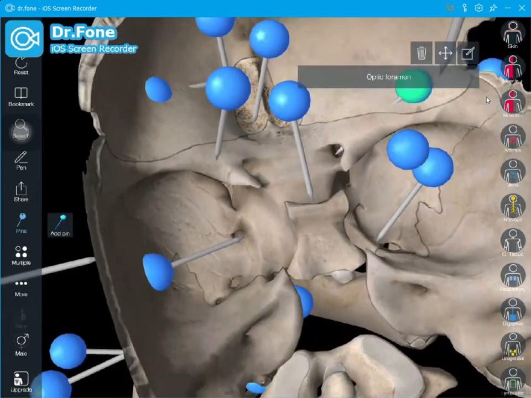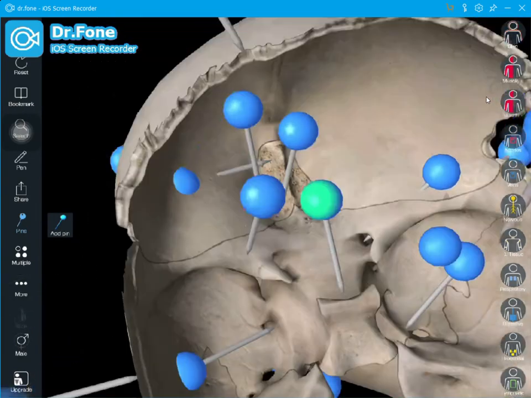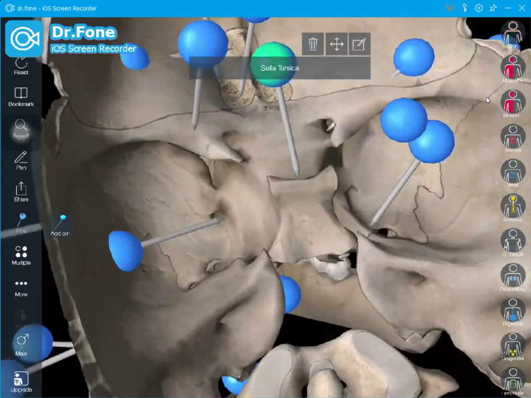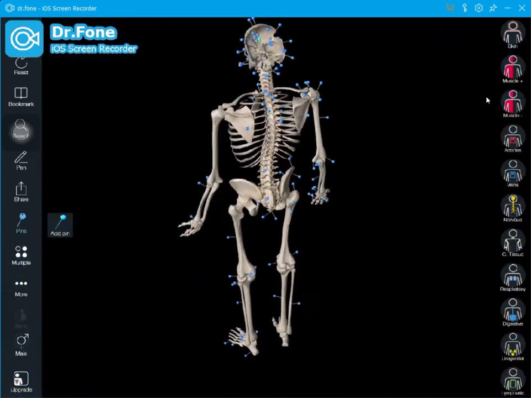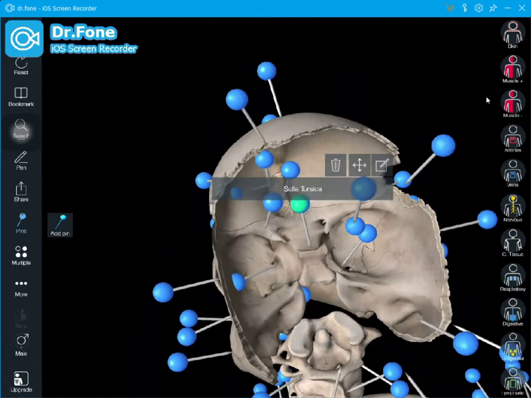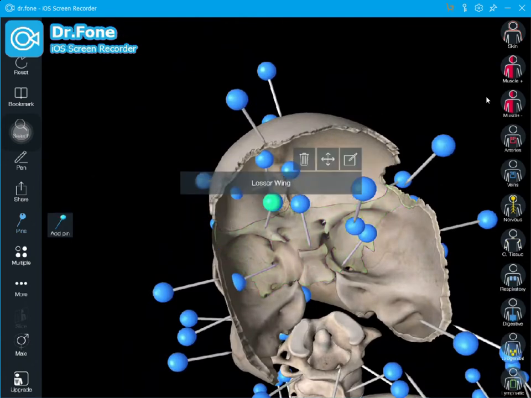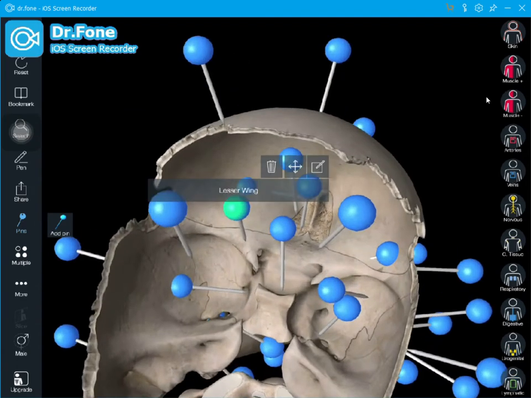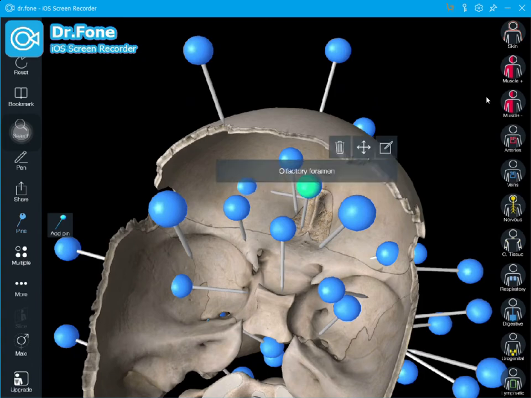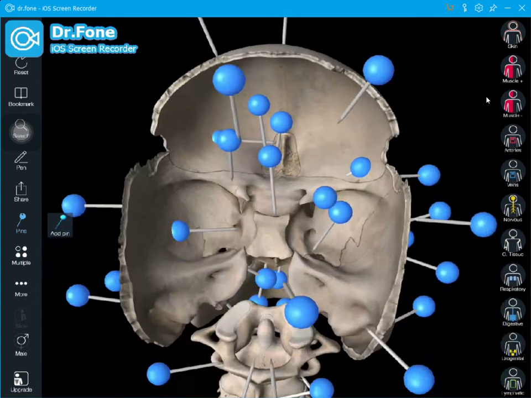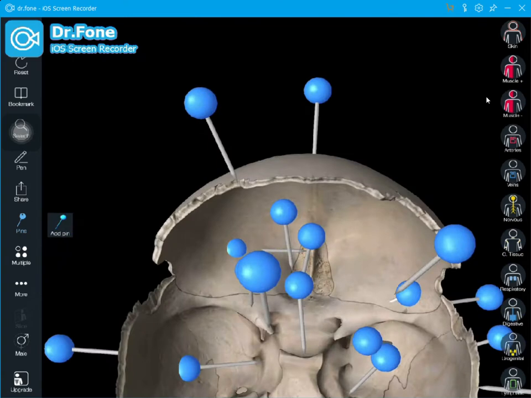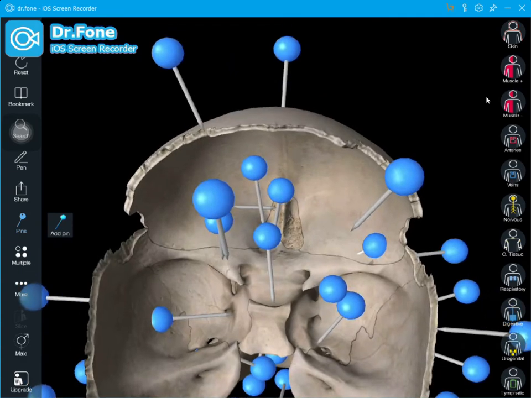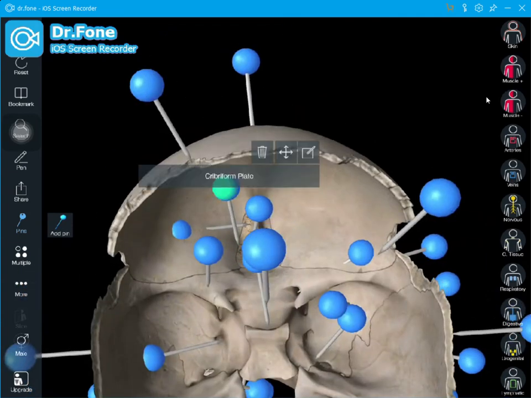In this middle line right here, this is the sella turcica. Very important thing to know. It can be easily used as a trick question on a lab exam. This would be the lesser wing of the sphenoid bone, and this would be your olfactory foramen. Olfactory means nose, so it would be, I guess, an opening for the nose. This is the cribriform plate.